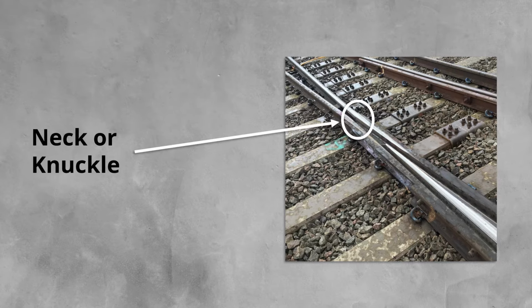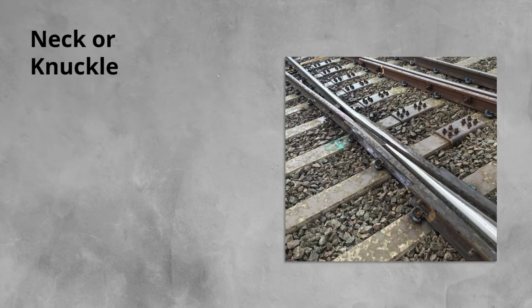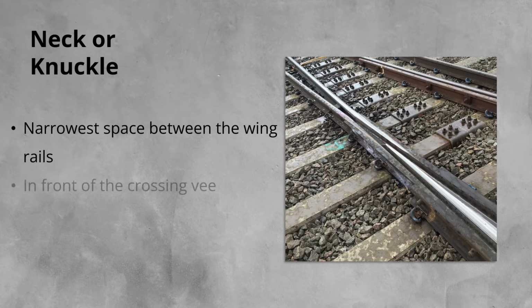The neck, or knuckle, is the narrowest space between the wing rails. This is in front of the crossing V.